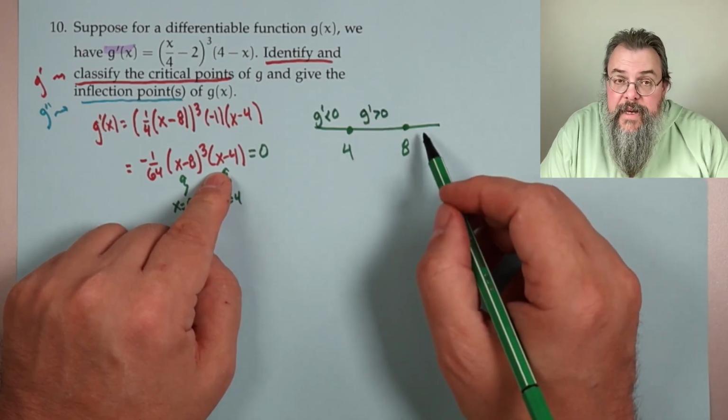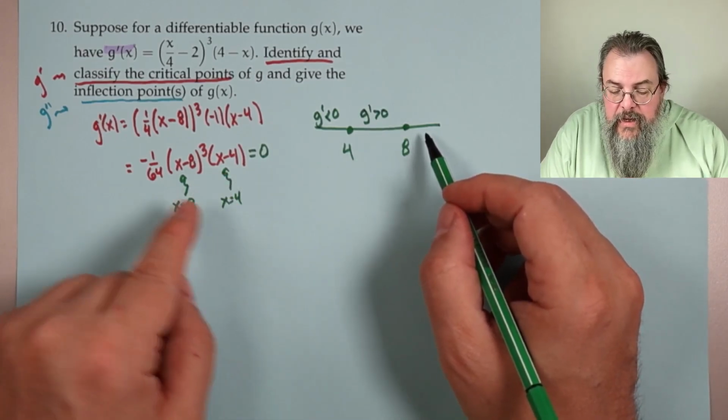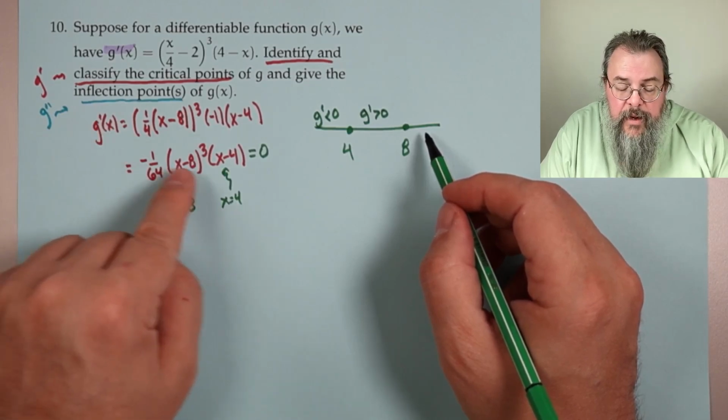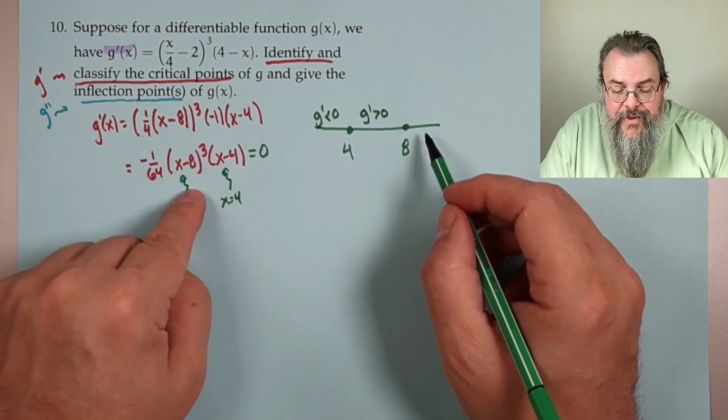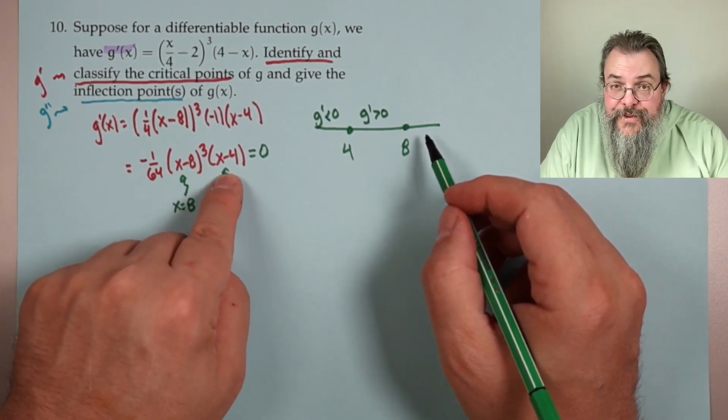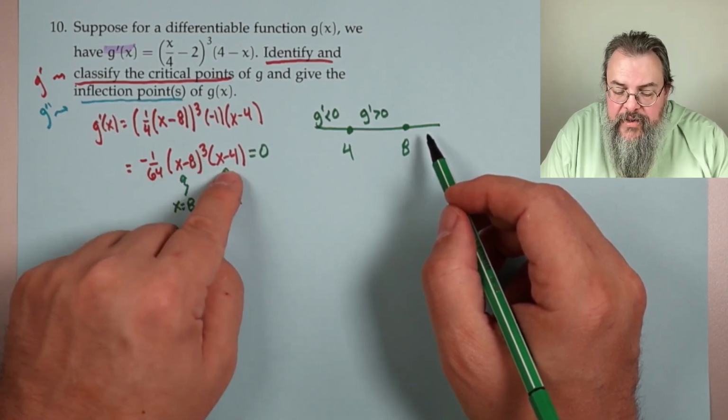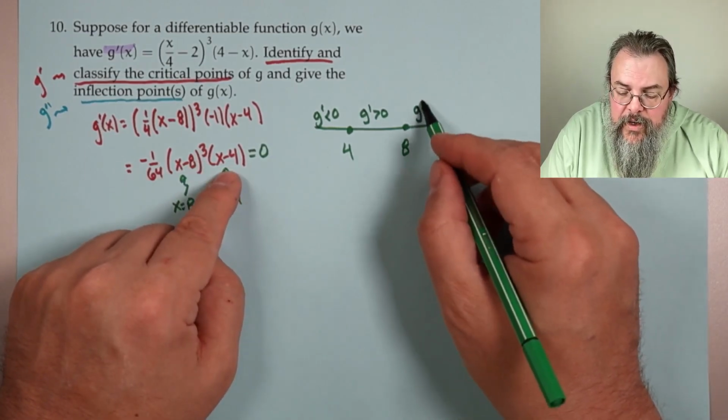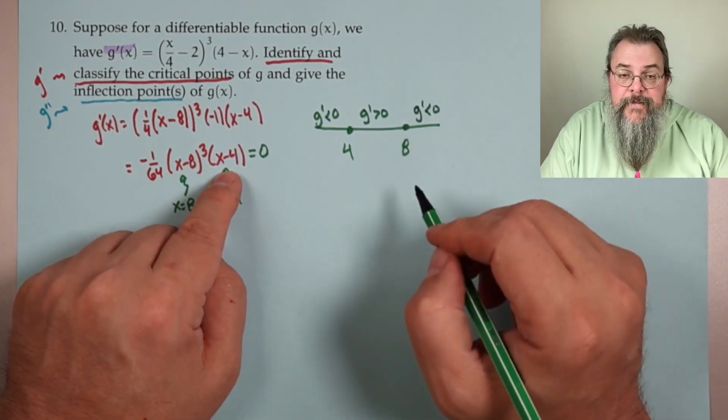How about above 8? Well, say 9. Negative. 9 minus 8 is positive. Cube is positive. 9 minus 4 is positive. So negative, positive, positive. Altogether, we are negative.